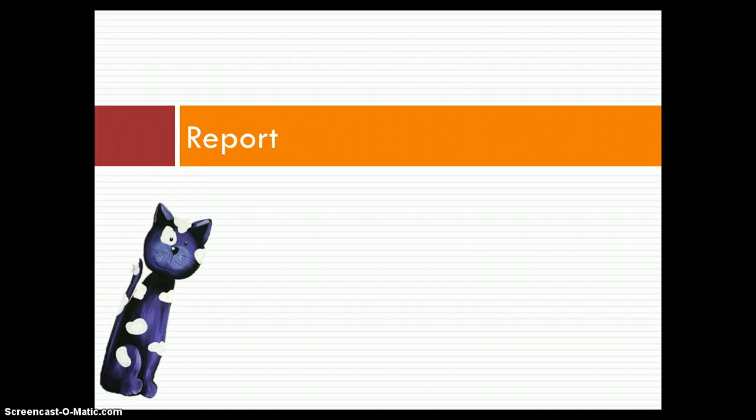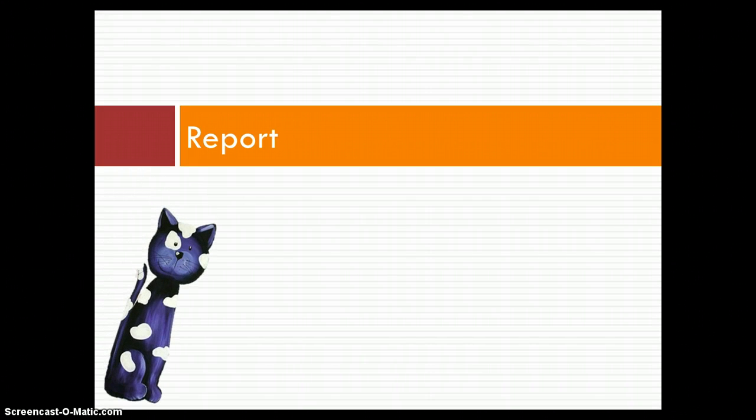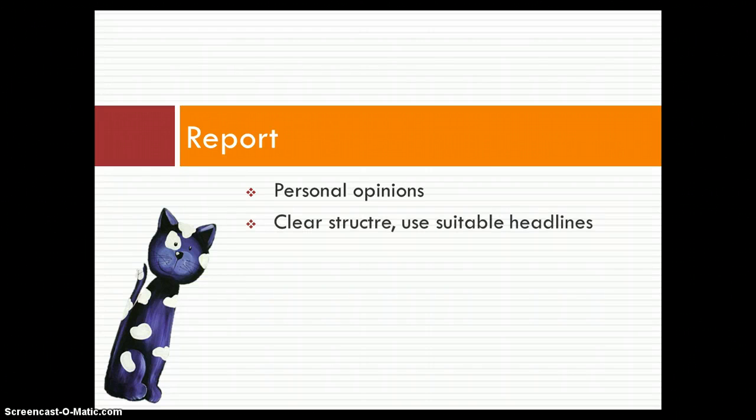A report is a text where one tells the reader about something that's been done and gives their personal opinions on what went well and what could be improved, as well as giving suggestions and recommendations of how it can be done. It's important to have a clear structure and suitable headlines.